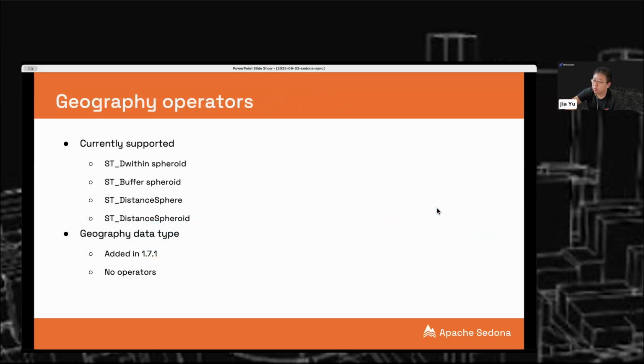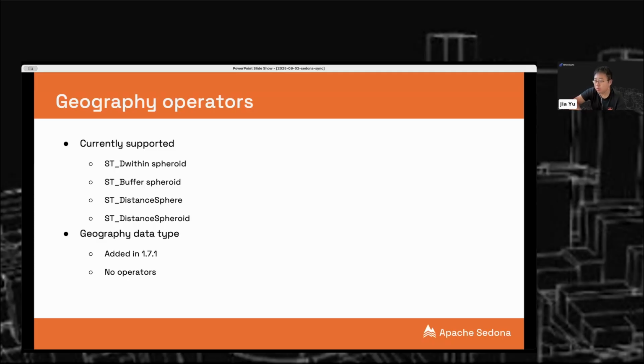Currently, we have sort of geography support through our geometry data type, but these are all workarounds. We expect the latest geography data type and operator support to deliver a better experience and more accuracy. Currently, if you use Sedona geometry, you can have spheroidal distance calculation in ST_DWithin, ST_Buffer, ST_DistanceSphere and ST_DistanceSpheroid. So this will work, right? But there are issues around these functions, right?